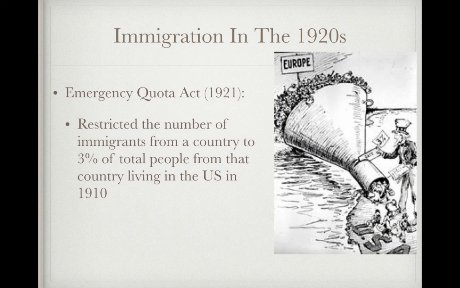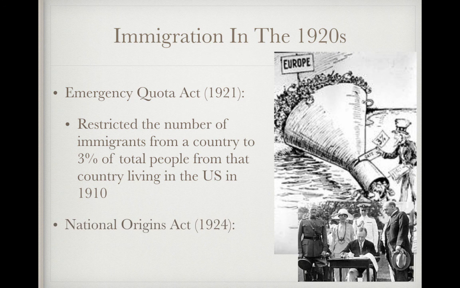In 1921, we have the passage of the Emergency Quota Act, which will restrict the number of immigrants from a country to 3% of the total people from that country living in the U.S. in 1910. So for example, if there are 100 people living in the U.S. in 1910 from Italy, only 3 people from Italy could immigrate to the United States. This act will also put a quota of about 165,000 total immigrants to the United States. So we see immigration essentially come to a screeching halt in the 1920s.